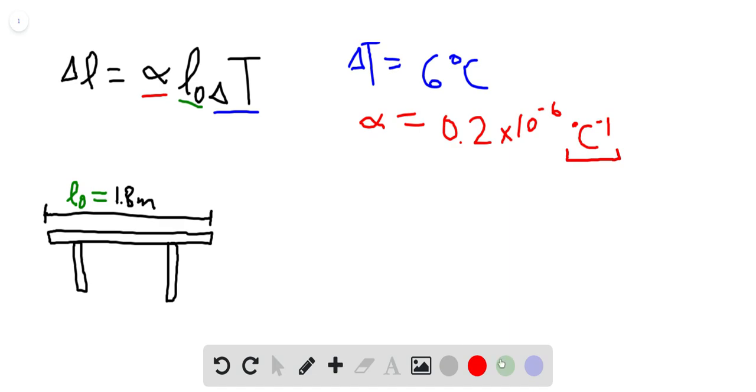And for steel, so I'm going to write Invar here because this is only for Invar. Alpha for steel is different. It is 12 times 10 to the minus 6, and same units.